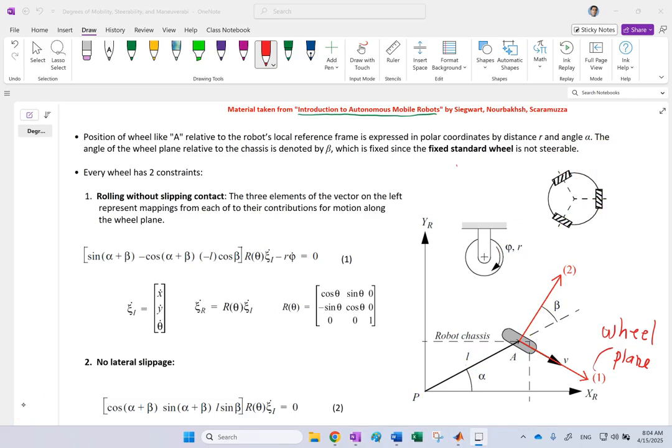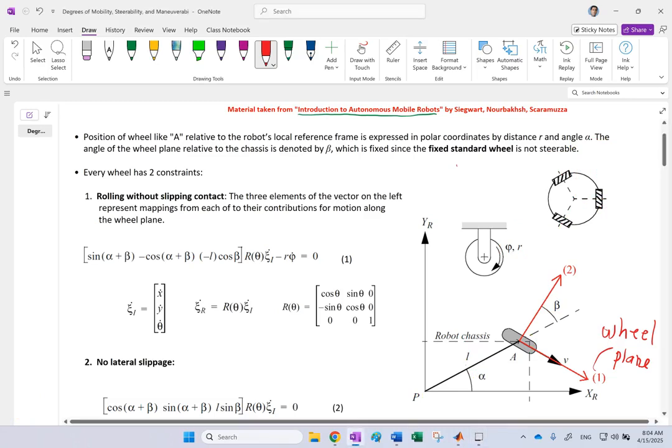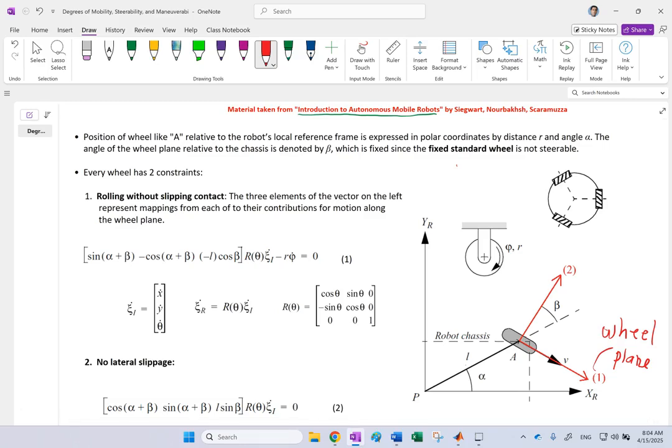Okay, so what do we do? If this wheel is free to move in the XI-YI plane, again, remember you have this inertial frame called XI and YI. And in this frame, you can have 3 types of motion because it is a planar robot. So you can move in the X direction of the inertial system, Y, and you can spin. So the speed of the robot in the inertial frame is x dot, y dot, and theta dot, and we can call it xi I dot.